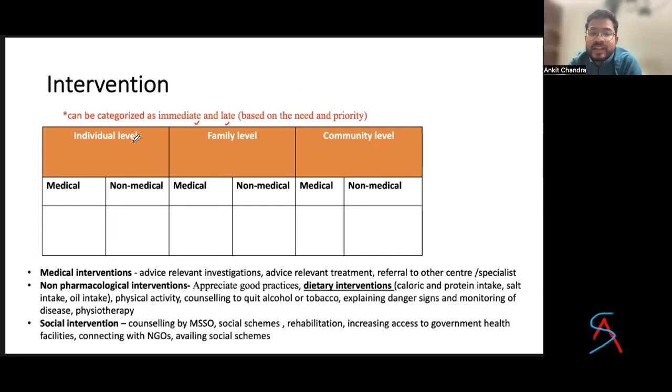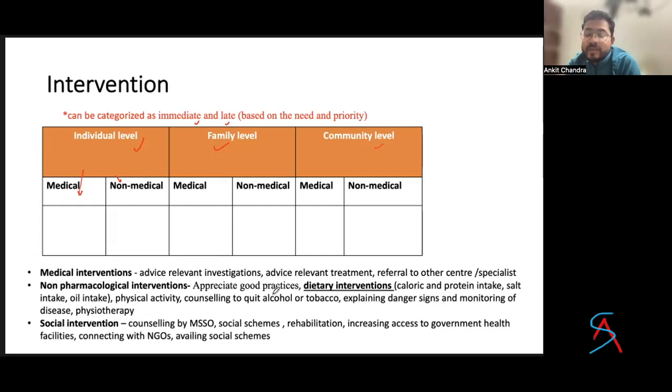This table you can make, like at the individual level, what all interventions did you do? Did you do a medical or non-medical one? Then at the family level for the other family members, then at the community level. Medical intervention would be related to advice related to investigation, treatment, follow-up, or a referral to a higher center.